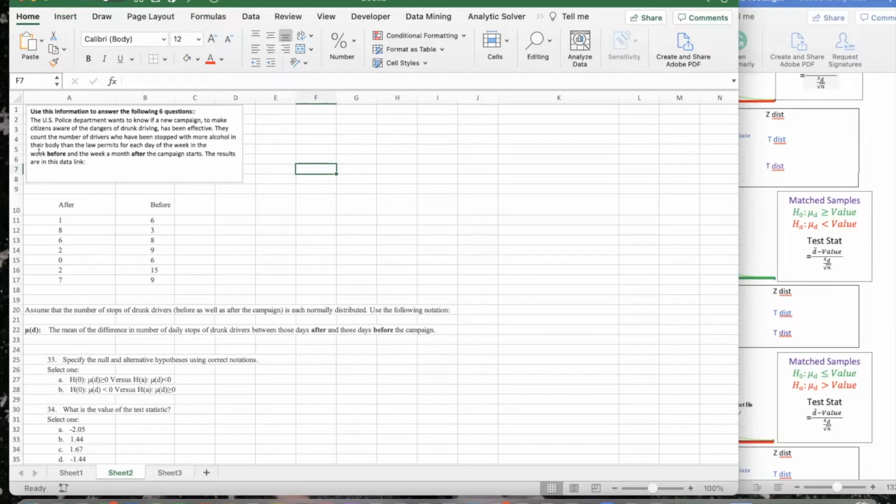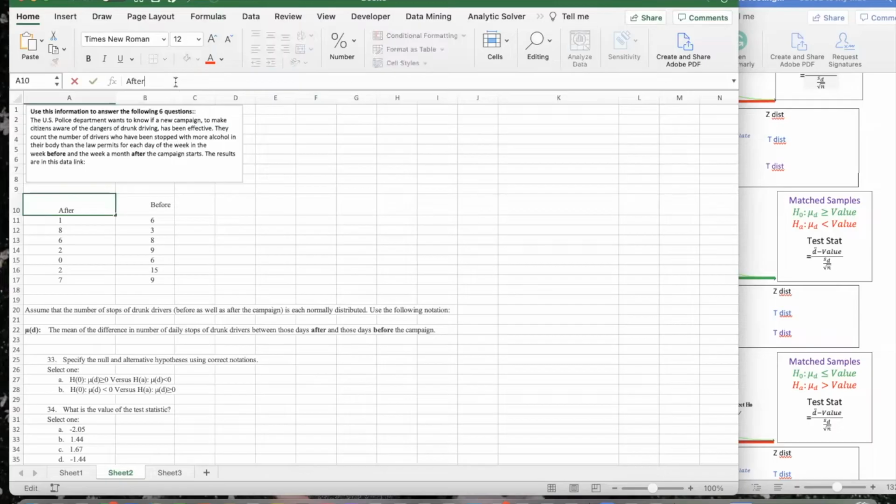So I'm just going to say this one more time because I know some students have a little bit of difficulty with understanding this. And it's that if the campaign has been effective, if this campaign on drunk driving has been effective, there are going to be less people drunk driving after the campaign starts than before.